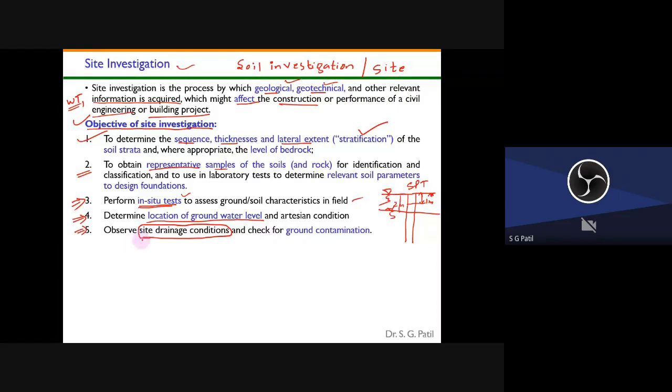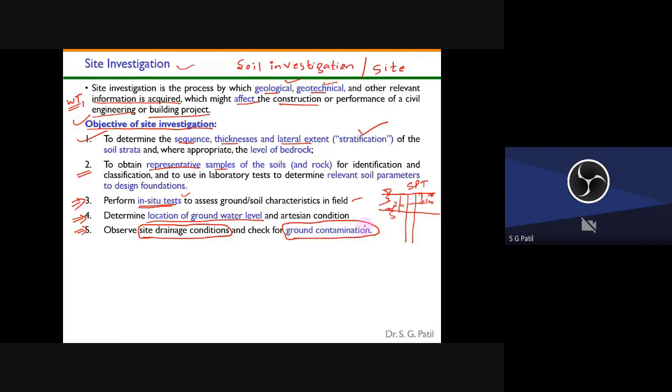Those things also are the objective of your site investigation. Apart from that, you have to look at drainage conditions, and also for any ground contamination. Ground contamination means if the soil is contaminated with any pollutants, then it is going to affect the shear strength parameters of the soil.